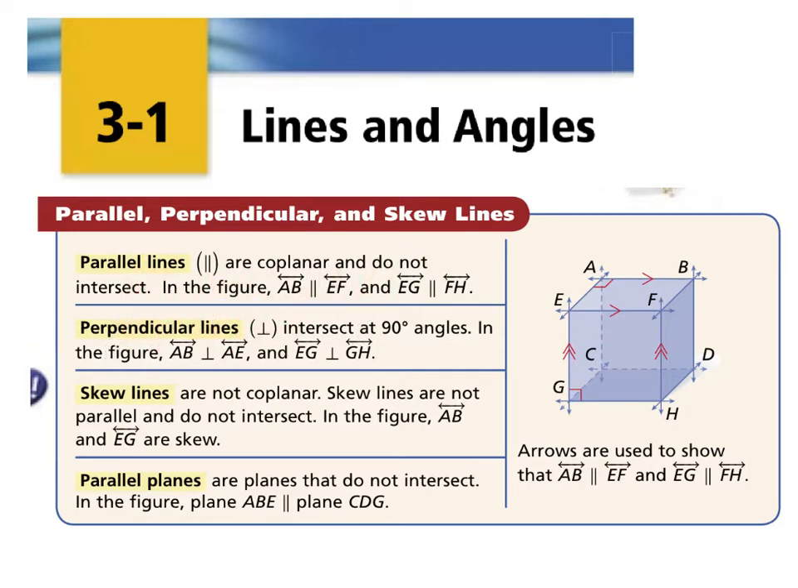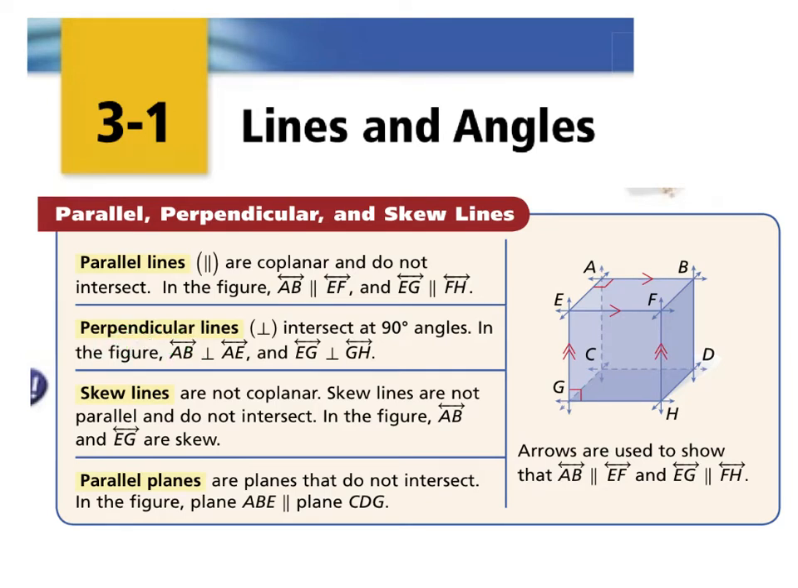So in the figure, line AB and line EF would be parallel. Now notice we have 2 little red arrows. That indicates that they are parallel. Also, we can see that EG and FH, these lines are also parallel. So we have 2 arrows. And the reason why they are not the same is because up here they're parallel. If you use 1 arrow on each of these, you're saying that all 4 are parallel, which is not true.